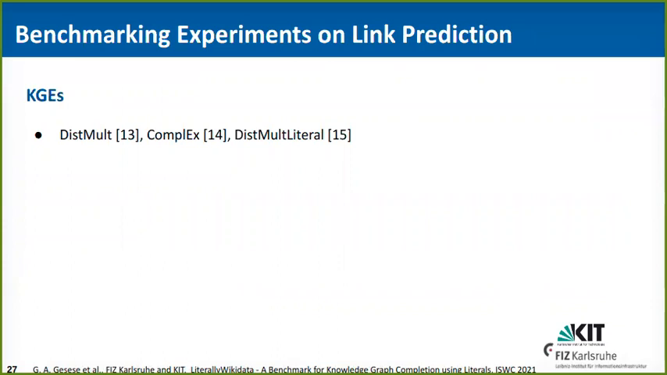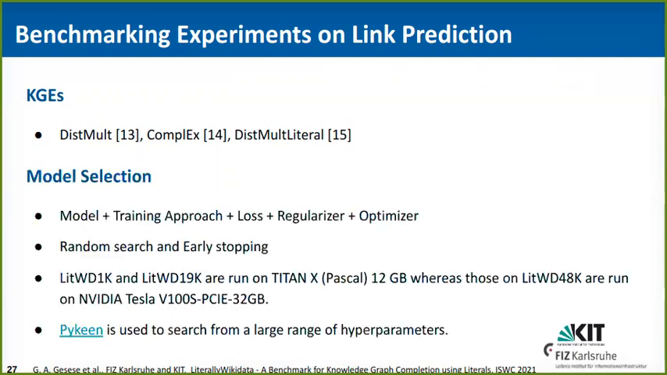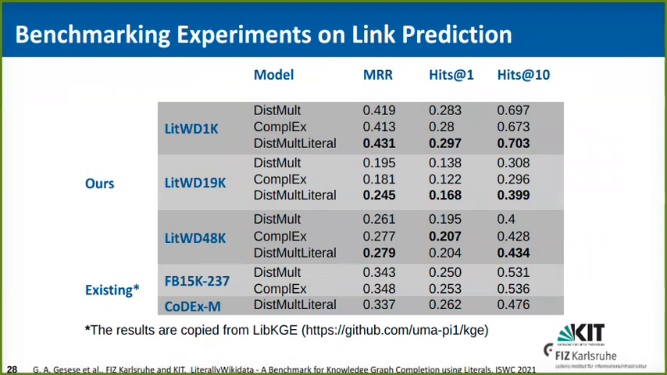DistMult complex and DistMult literal are the models used for experiments on link prediction. Best models are selected by creating configurations by combining models, training approaches, losses, regularizers, and optimizers, and applying random search with early stopping. PyKEEN is used for hyperparameter searching. As you can see here on this table, and as the results of the experiments indicate, when we compare unimodal and multimodal models for all of these 3 datasets, DistMult literal outperforms DistMult with respect to almost all metrics. This shows that using literals brings an advantage. Also, when we compare proposed datasets and existing datasets, the results show that our proposed datasets have higher levels of difficulty.